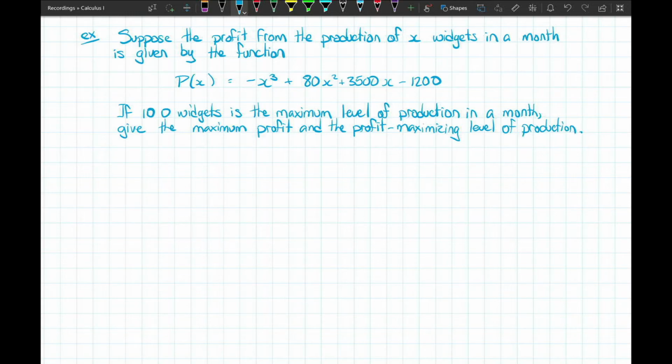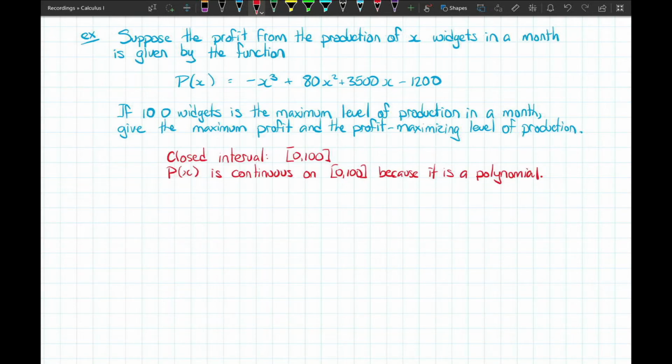P of x is continuous on a closed interval from 0 to 100. So the first thing we'll start with is looking for critical numbers. To do that, we'll need the derivative. And once we have the derivative, we'll look for places where either the derivative is equal to 0 or is not defined. But because we're talking about a polynomial, we know polynomials are differentiable over the entire real number line. So it's certainly always going to be differentiable between 0 and 100. So there will be no type 2 critical numbers.